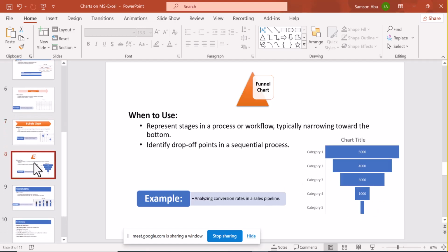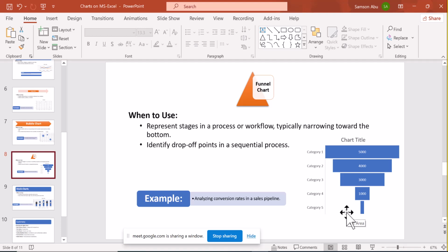Then the next one we have is the funnel chart. A funnel chart represents stages in a process or workflow, typically narrowing toward the bottom. If you look at my chart, you can see we have the bigger size here. This is the bigger size, 5,000. Then it reduced to 4,000. It reduced to 3,000. It reduced to 1,000. Now you can see it's going down.